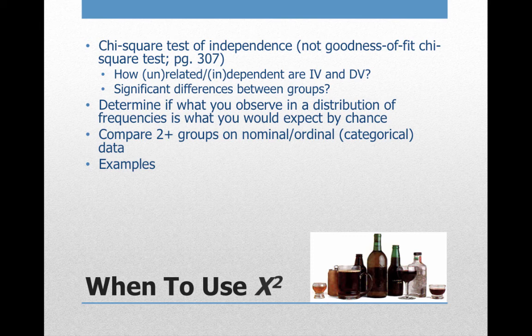So when we're working with chi-square analysis, we're determining if what we observe in a distribution of frequencies is what we would expect by chance. In this case, we're comparing two or more groups on some categorical variable. Whether one variable is nominal and the other is ordinal, or they're both ordinal, or they're both nominal, we have categories for these.